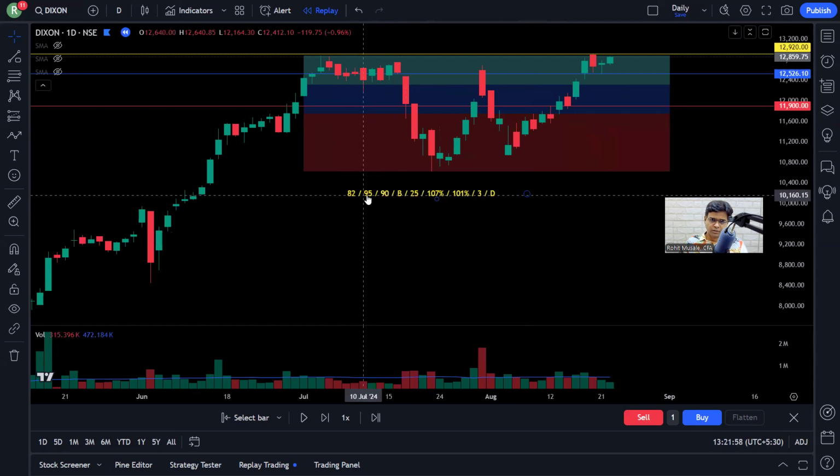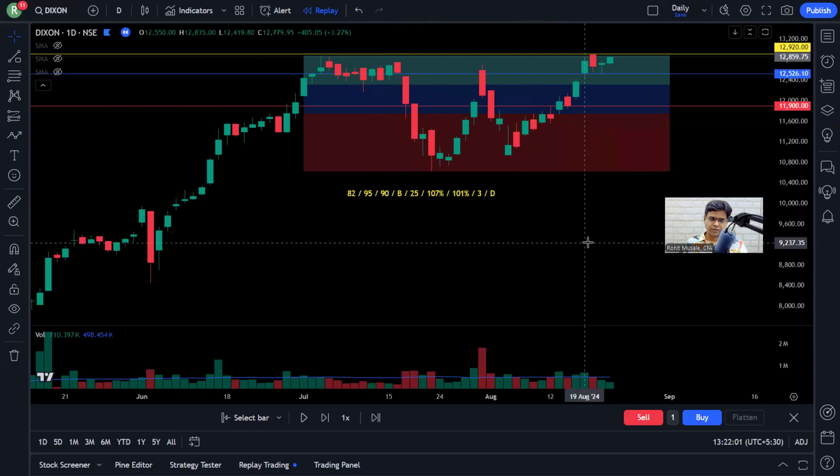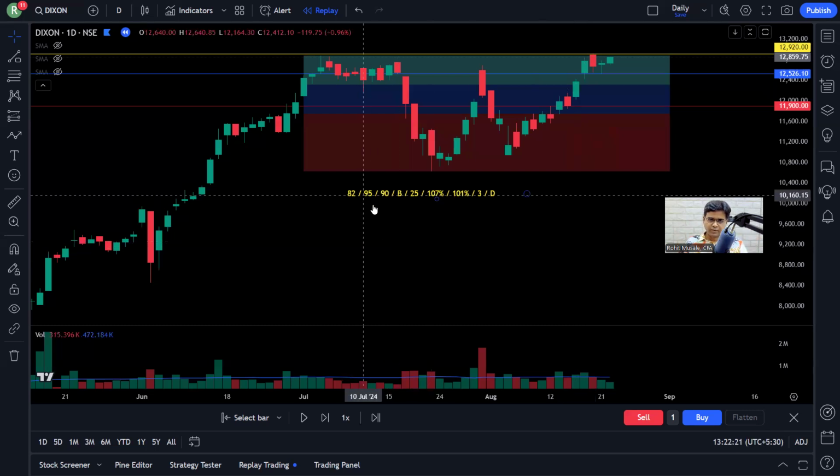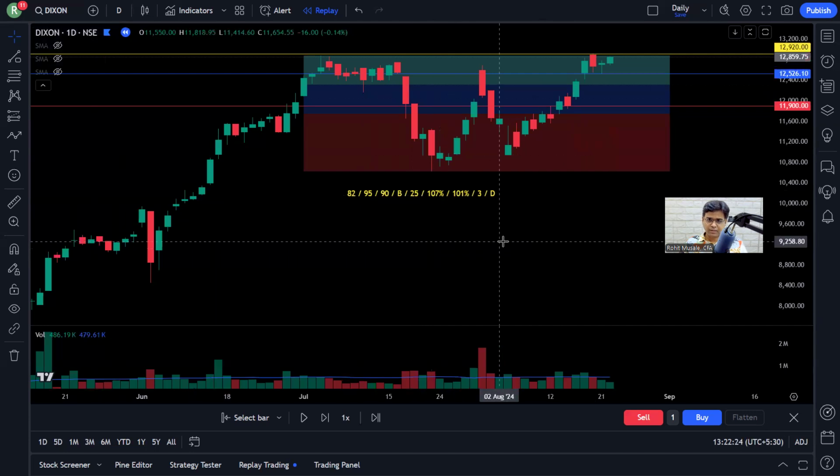Number two, 95. This is called the EPS rating. Now, to calculate EPS rating, what MarketSmith is doing is they are looking at the earnings, stability, consistency, and growth of a stock and comparing that to all other stocks in the Indian stock market, and they come up with a rating or a ranking. So this 95 basically means that Dixon has done better than 95% of all the stocks in the stock market when we look at their earnings stability, consistency, and growth.